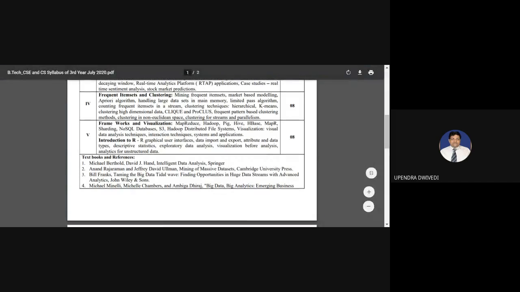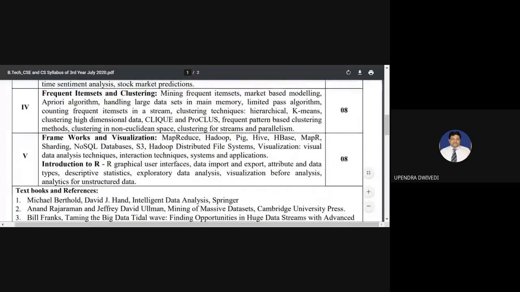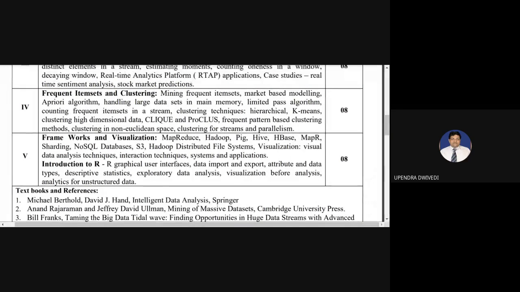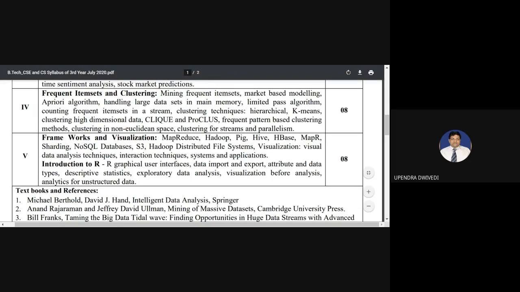Okay. So in the fourth unit, we have covered frequent item sets and clustering, as well as mining frequent item sets. We have gone through some algorithms required for mining frequent item sets. We went through the market-based modeling algorithm, and basically we discussed the a priori algorithm, and we took one example of how the a priori algorithm works.